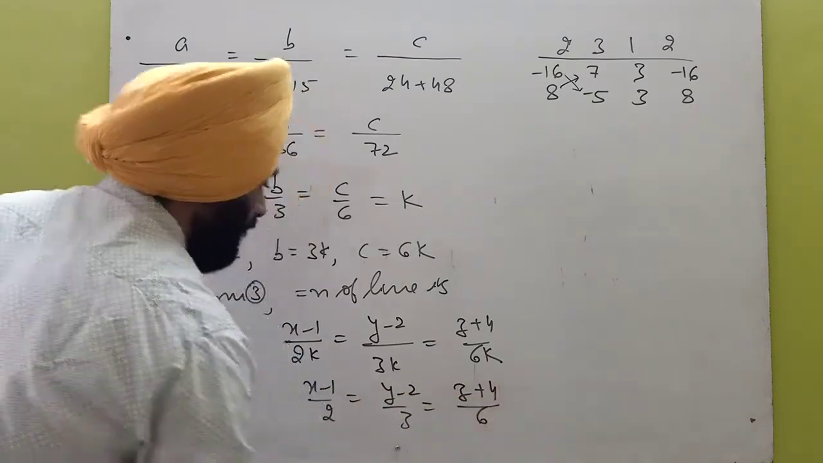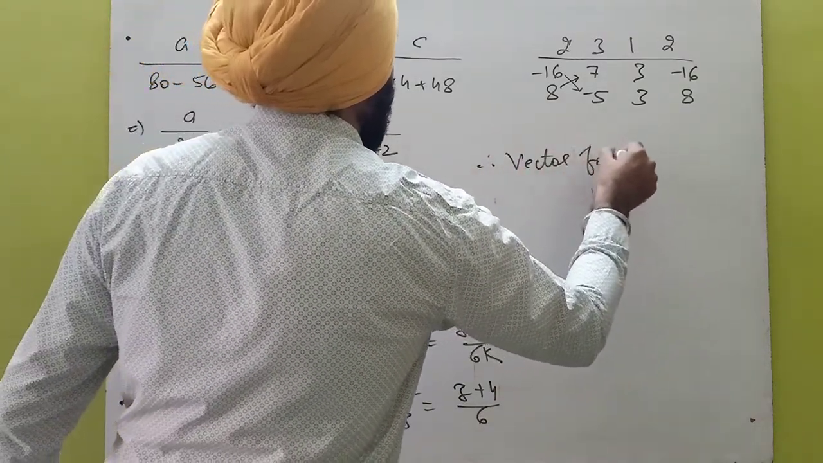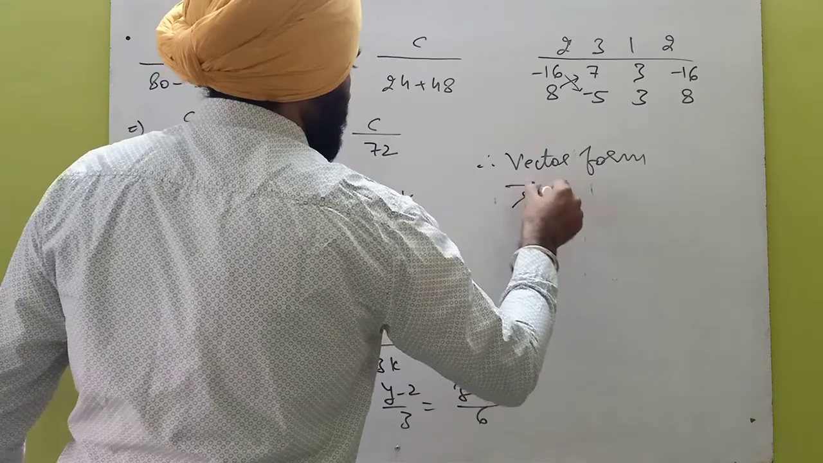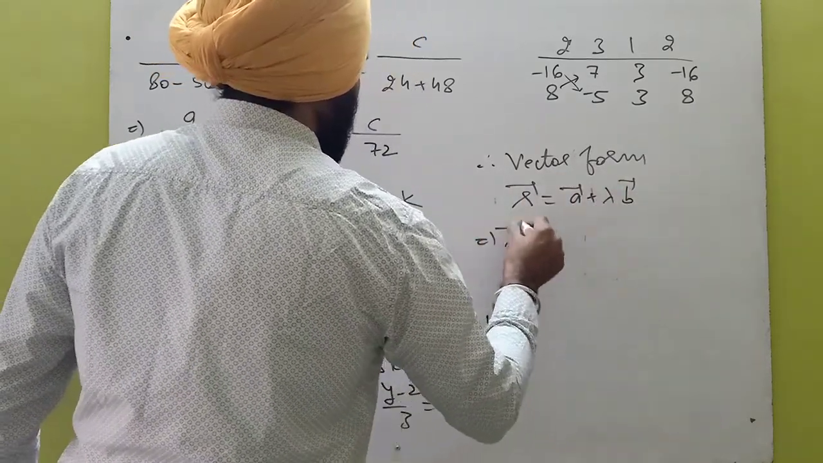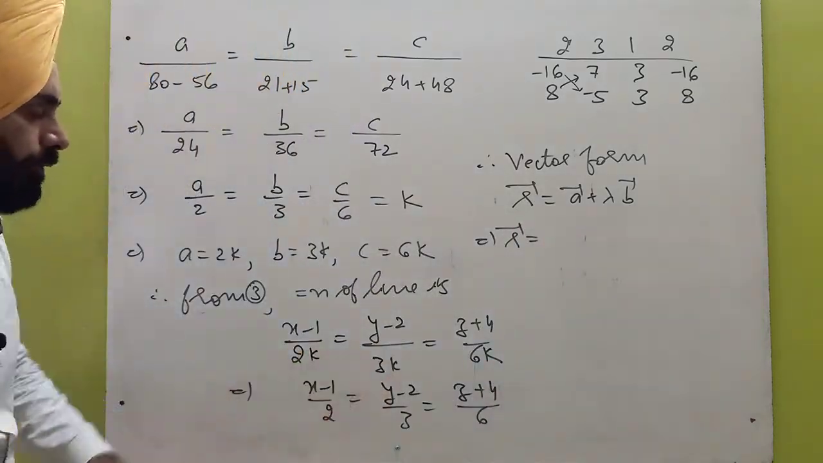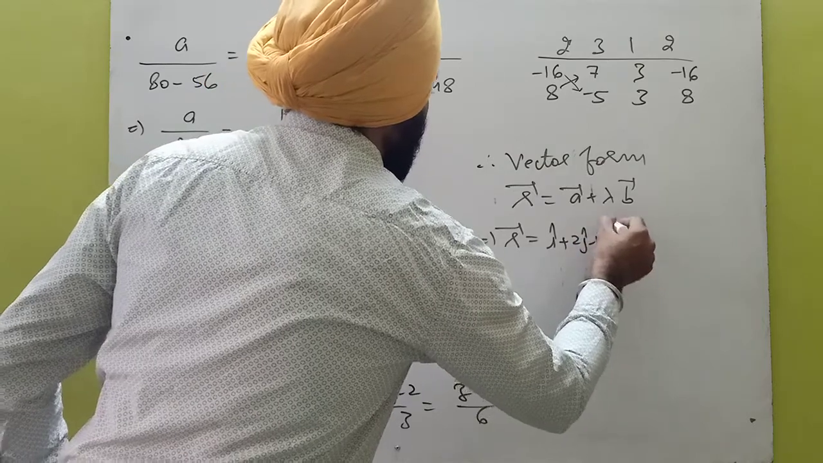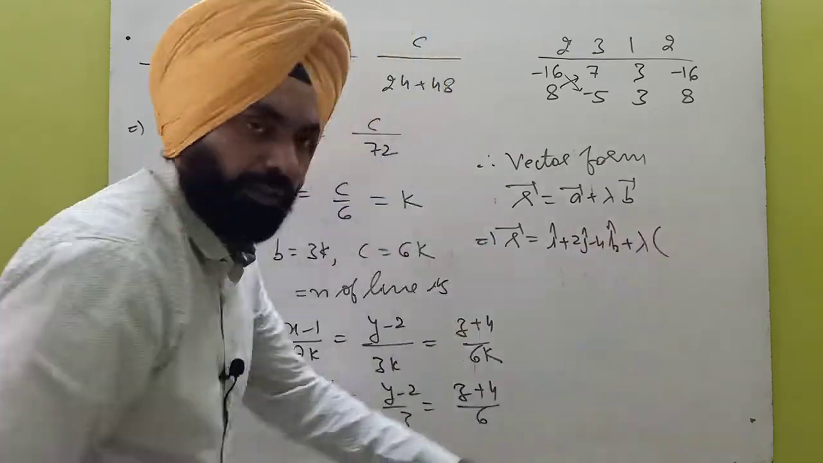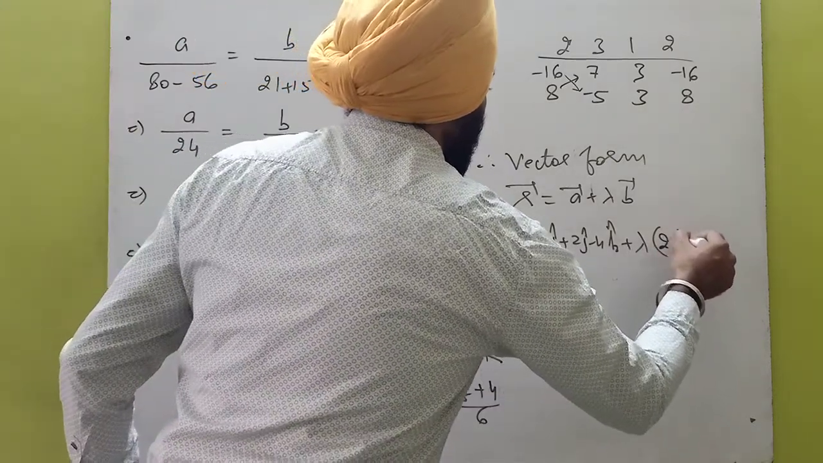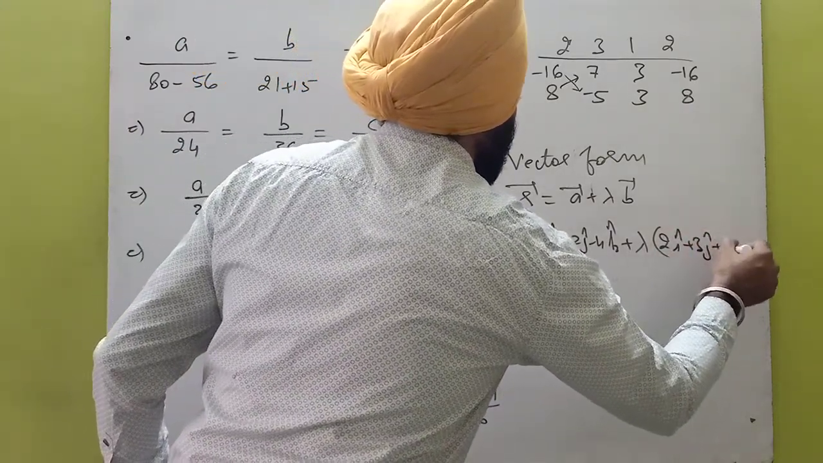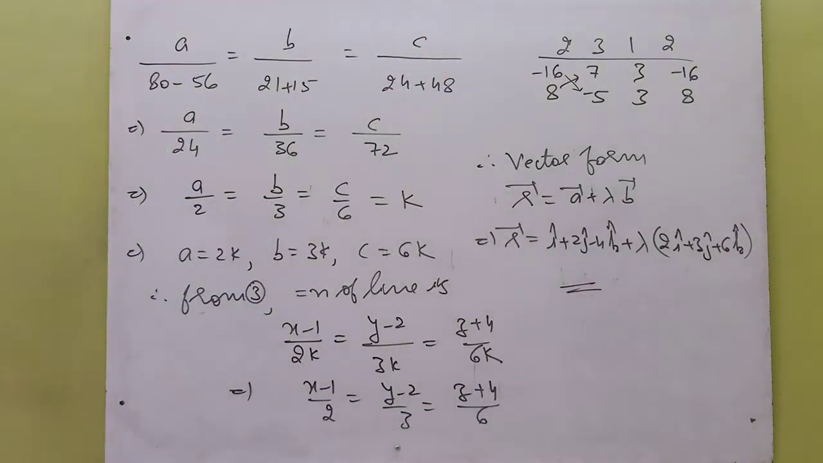And in the vector form, the equation will be, vector form is r is equal to a plus lambda b. A point is 1, 2, minus 4. I cap plus 2j minus 4k, the position vector of the point, plus lambda times the direction numbers 2, 3, 6: 2 i cap plus 3 j cap plus 6 k cap, which is the required equation of the line.